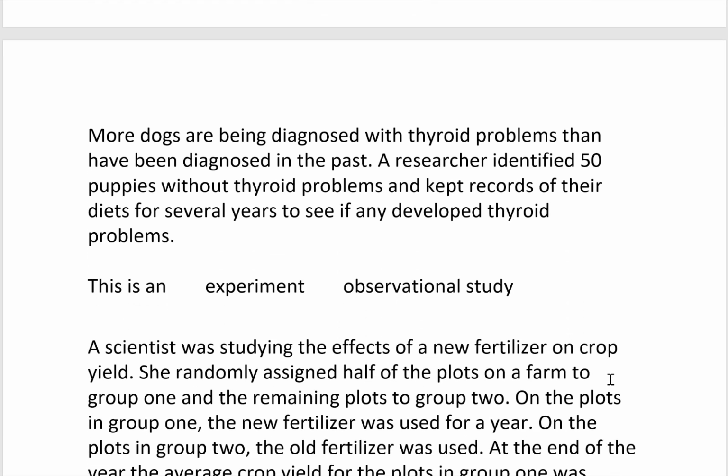More dogs are being diagnosed with thyroid problems than have been diagnosed in the past. A researcher identified 50 puppies without thyroid problems and kept records of their diets for several years to see if any developed thyroid problems. And we want to determine if this is an experimental or observational study. Notice the researcher is not doing anything to affect the dogs, and so therefore this is an observational study. He or she is just observing.